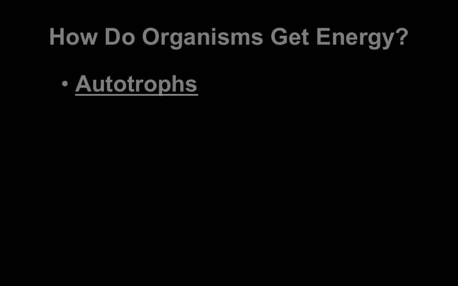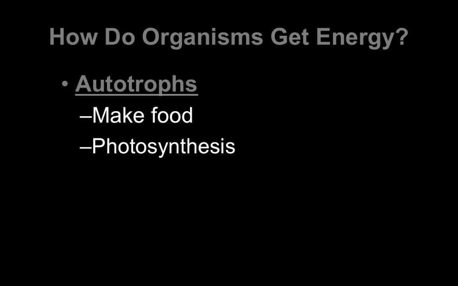So there's two types of organisms in terms of how they get energy. We have autotrophs, which make food through photosynthesis. And auto means self and troph means feeding, so they're self-feeding individuals. And they're really important because they are how energy actually enters the ecosystem.